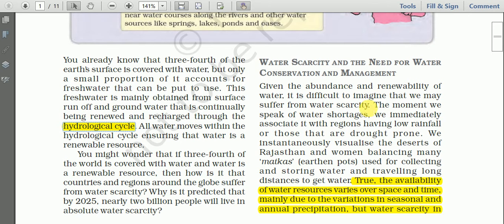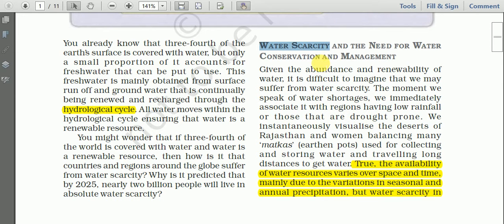And now we will discuss this topic, that is water scarcity and the need for water conservation and management. So first we will discuss water scarcity. What do you mean by water scarcity, and what are the important causes for water scarcity? That will be discussed first, and after that we will discuss conservation and management of water.